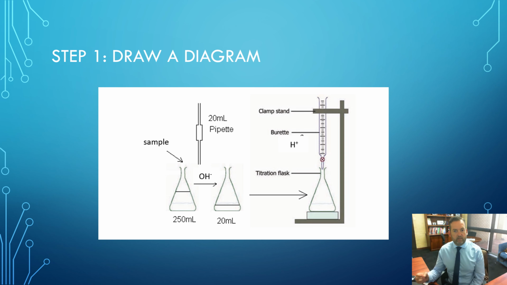We've taken an impure sample in the 250 mL flask and we've taken a 20 mL sample of that via a pipette and put it into the conical flask, a 250 mL conical flask here.